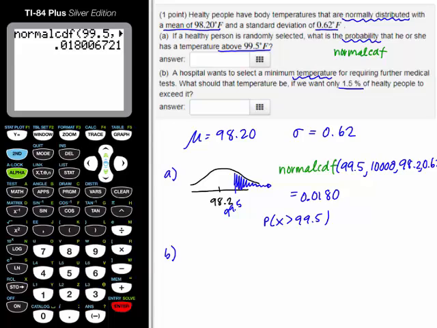Now that question looks like this. Here's a normal distribution. The mean is still 98.2. But there's some temperature here, but we don't know what it is. Some minimum temperature for which 1.5% of the population has that temperature or higher under the assumption that they're healthy. That is an area of 0.015. So we would like to know what value that is, what cuts it off. When we see that question, what should a temperature be? What should some cutoff be? And we're given a percentage. That's the inverse normal.